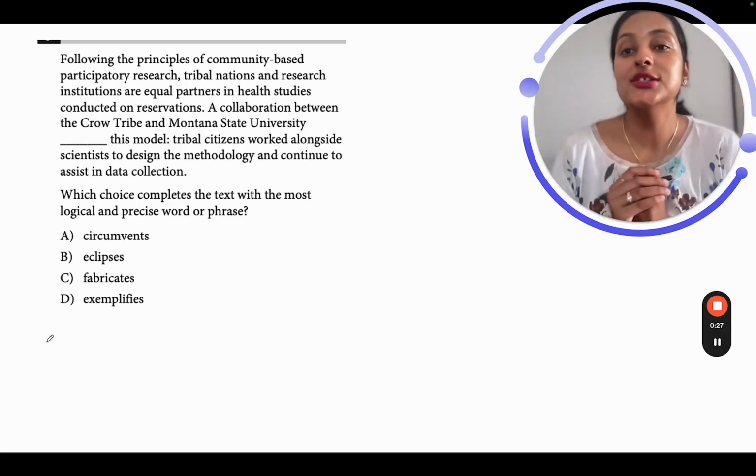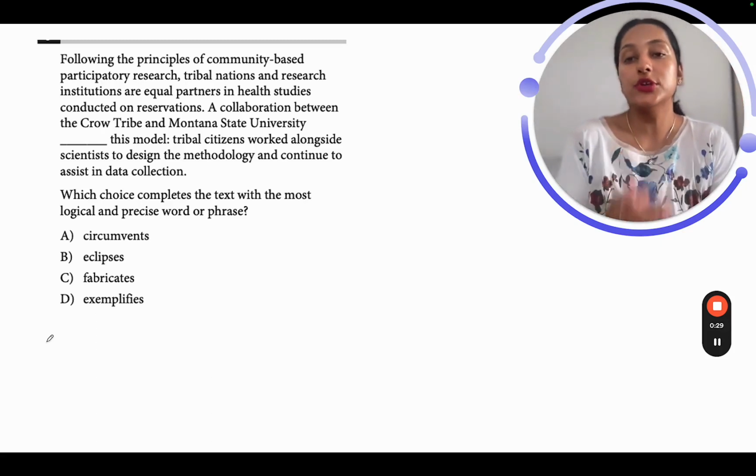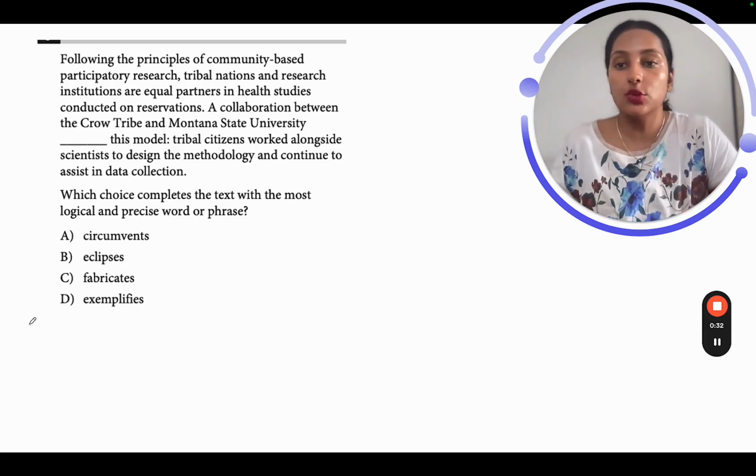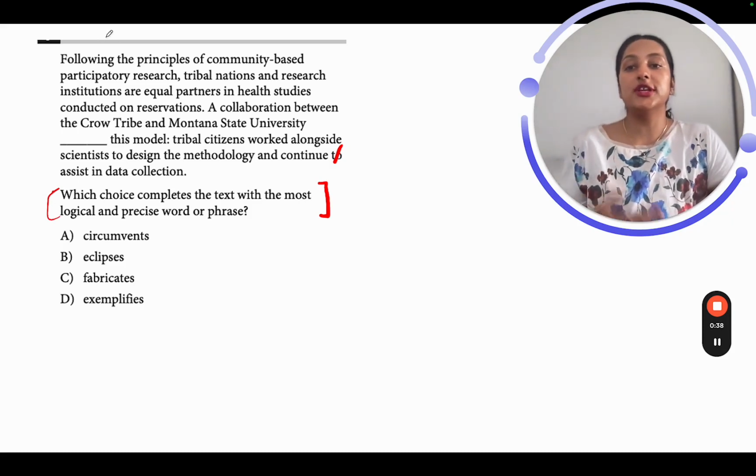Hi everyone, so we have another question on words in context. Again, the question stem is the same, it will not change. Okay, let's go ahead and read the text now.